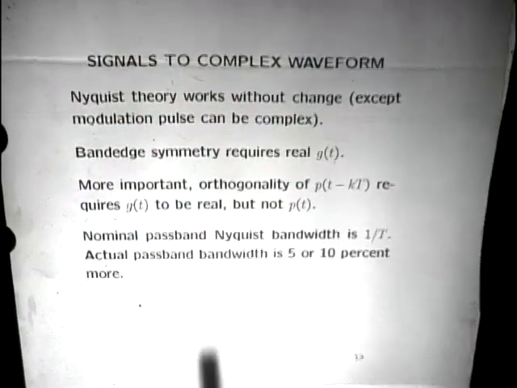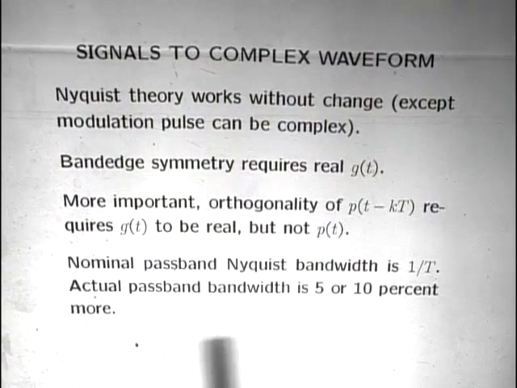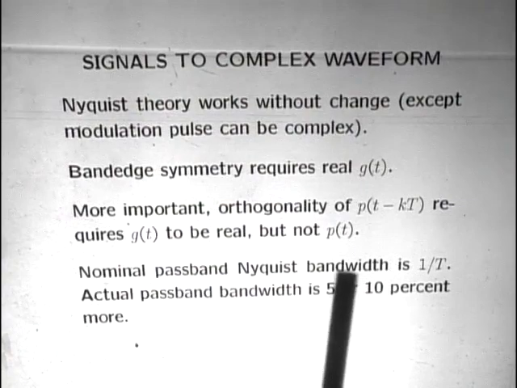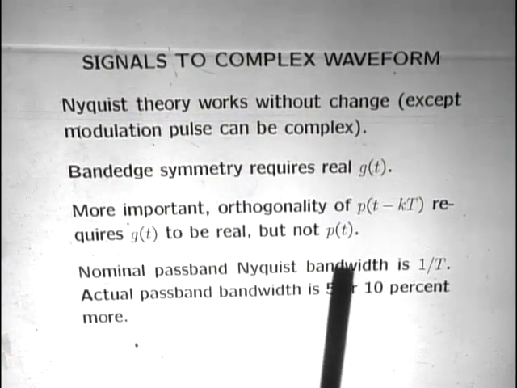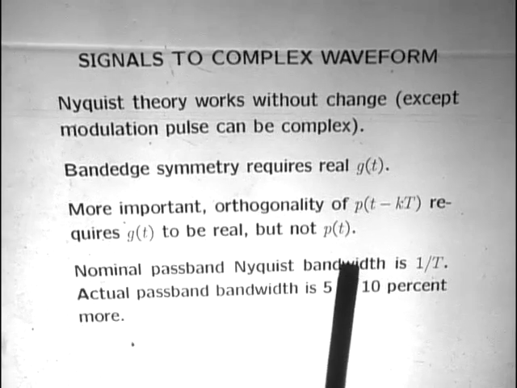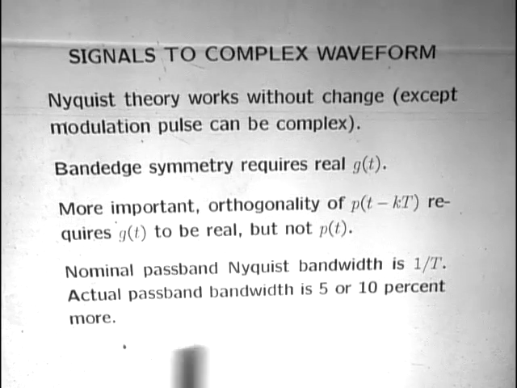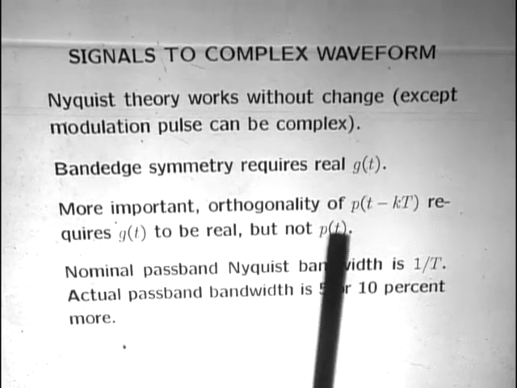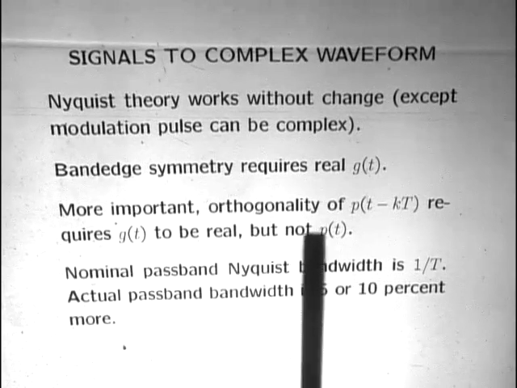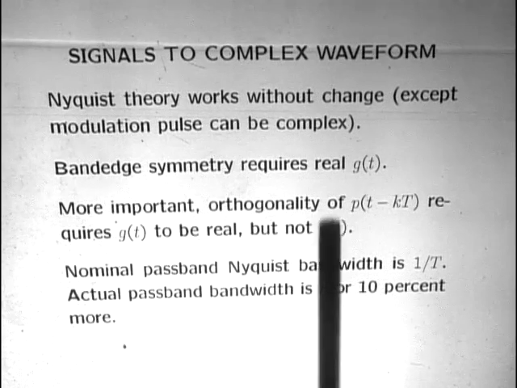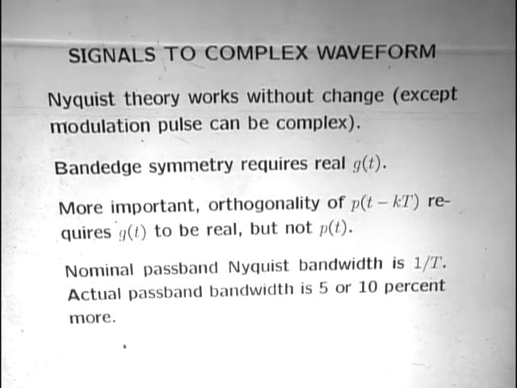The orthogonality of P of t minus kT, this set of waveforms, requires G of t to be real. Neither of these things require P of t to be real. You can choose P of t to have any old phase characteristic you want to, but if we're choosing the magnitude of P hat of f to be the square root of a Nyquist waveform, then you can choose the phase to be anything you want, but aside from the phase, you're somewhat restricted in what P of t can be.